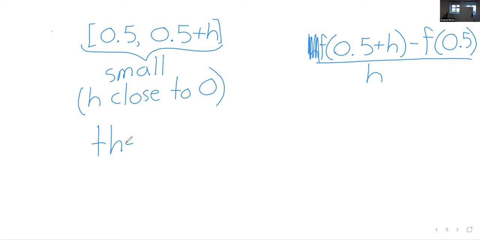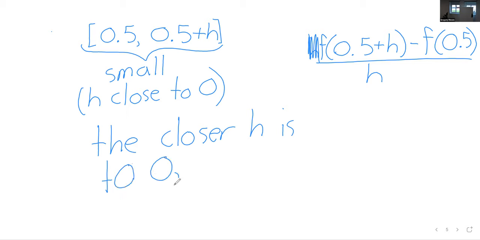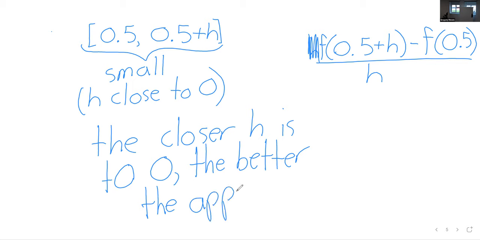Let me now make an emphatic statement. The closer h is to zero, the better the approximation.